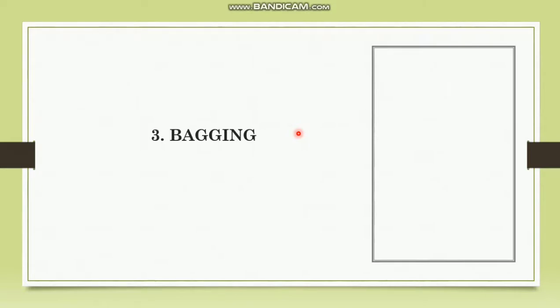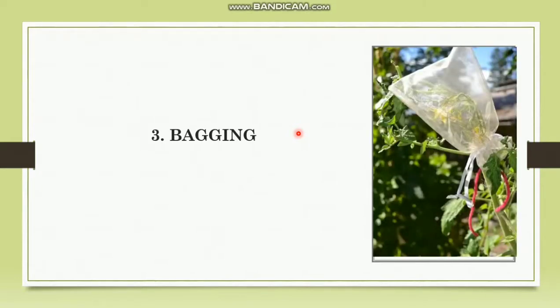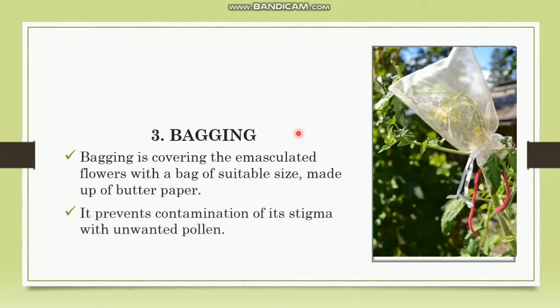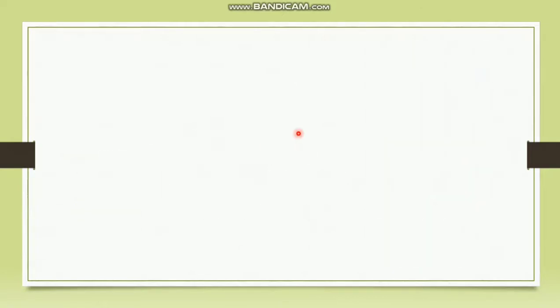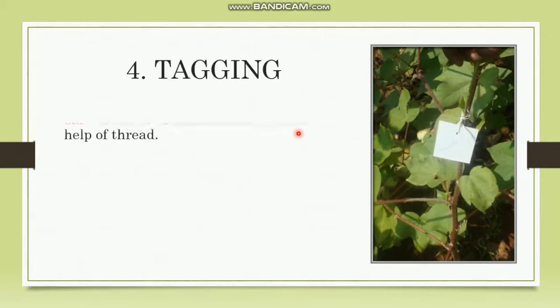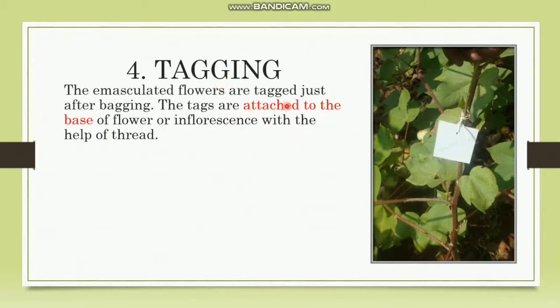The next step is bagging. Once the flowers are emasculated, they are covered with a polythene bag of suitable size. It might be made up of polythene or butter paper. By bagging, we prevent the contamination of the stigma with unwanted pollen grains. After bagging, the next technique followed is known as tagging. The emasculated flowers are tagged just after the bagging. The tags are attached at the base of the flower or inflorescence with the help of a thread.